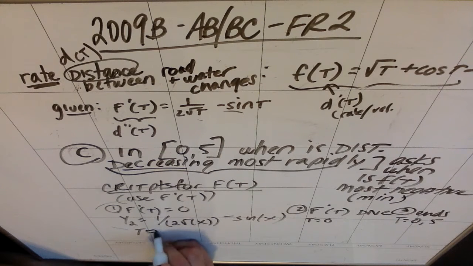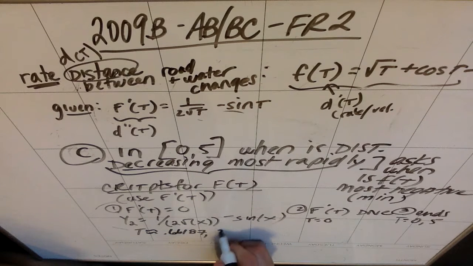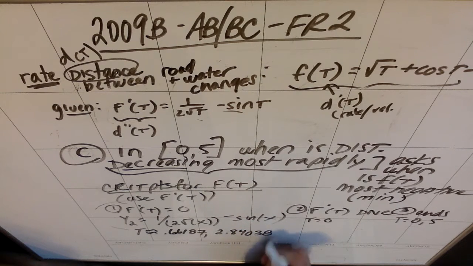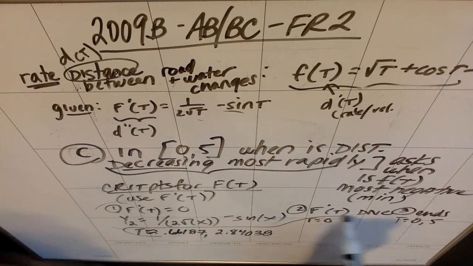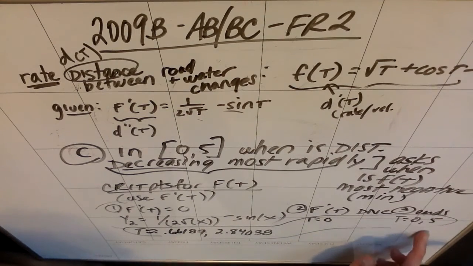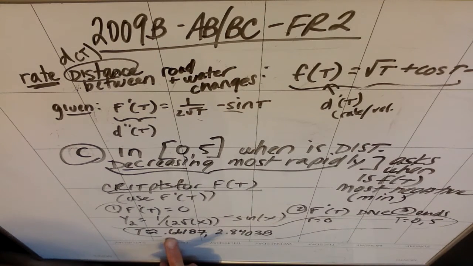And when I second calc 0, I'm going to get that there are 2 spots where this entire monstrosity equals 0. They are at t is approximately 0.66187 and 2.84038. So essentially, I have 4 possible critical points: 0, 5, 0.66187, and 2.84038. My job then, because I have a calculator, is just to check in my calculator and see when f of t is the most negative at those options.